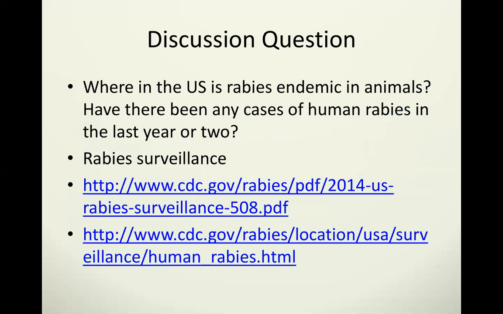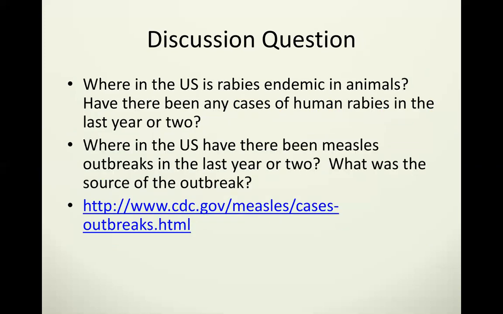So what about rabies? Where is U.S. rabies endemic in animals? Where do you see rabies happening the most? Have there been any cases of rabies in the last year or so? Here's the website I was talking about. Go ahead and click on these two links, and it will take you out to the rabies websites. And you can see how endemic it is and whether we have an epidemic of rabies in our area. That's the same question twice, so don't worry about it. Just go ahead and drill into this.